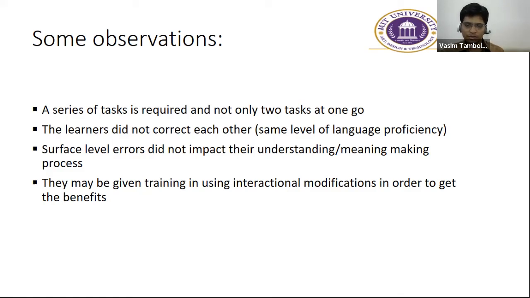So they created meaning-making opportunities, but they didn't pay much attention to the errors, and surface level errors did not impact their understanding. And just as I stated, they enjoyed their meaning-making process. So they may be given some training in using interactional modifications in order to get the benefits. If they know these 4 different modifications, they could learn them, and in their future performances they can make use of them. This is how they might minimize their errors.